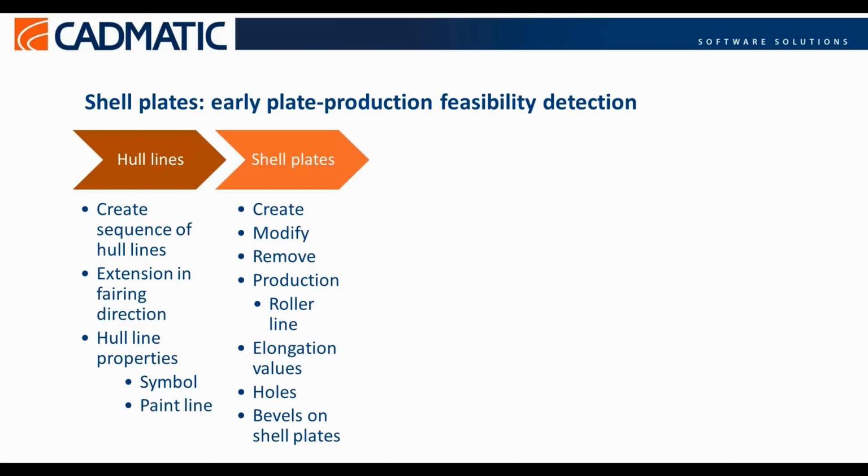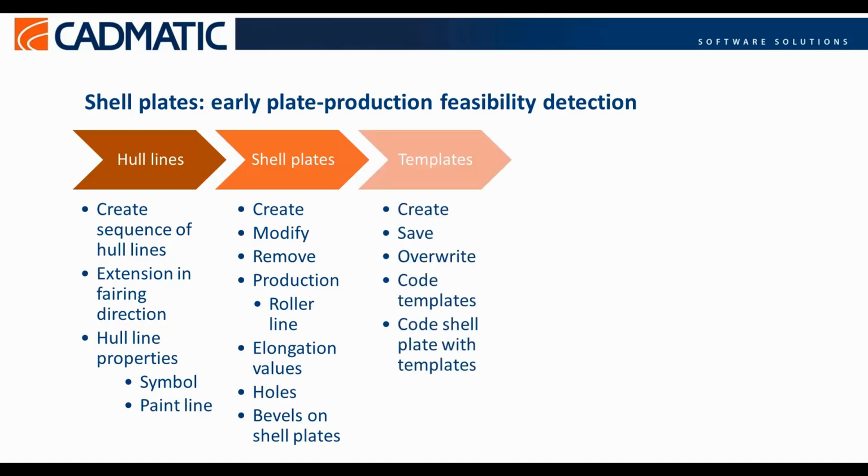We will generate production information for shell plates, having a look at the automatically generated roller line as well. We will inspect the elongation values generated by the system, and we will also create holes on shell plates and add bevels on shell plates. To get templates for our created shell plates, we will create a template set, save it, overwrite the template set we are not happy with, and also code both the template set and the shell plate containing the template set.